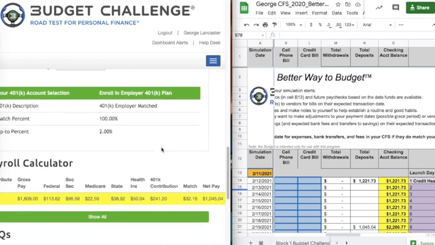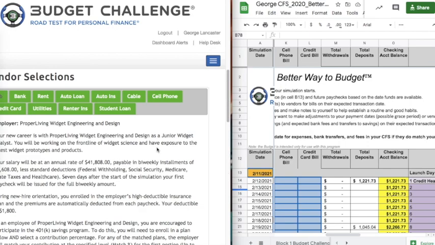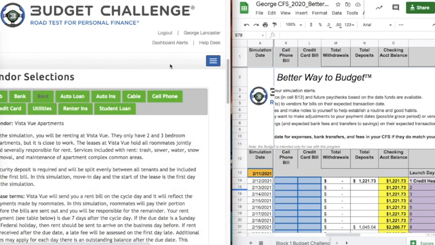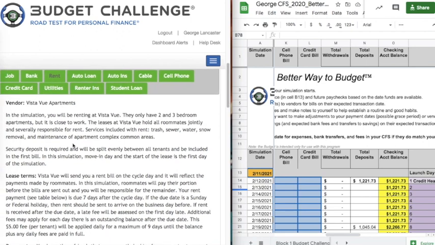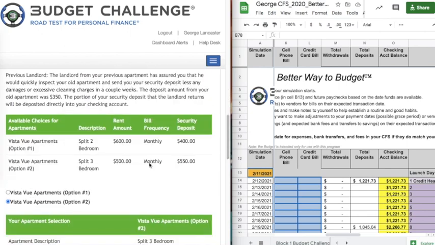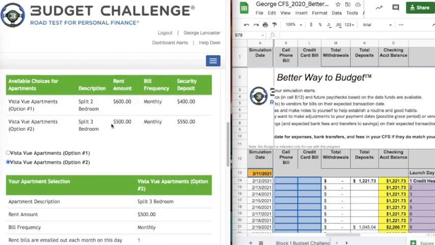So next I'm going to go back to my vendors and I'm going to look at the next tab over here. I'm going to skip over bank because that one's all set. I'm going to go to rent. And the rent one is a little different than some of the others because the rent is different the first month, right? We're moving in on the 11th. So for that first month, we only have to pay our money for the rest of February, but then we also have to pay our deposit. So it tells you in here, so I've chosen option number 2.